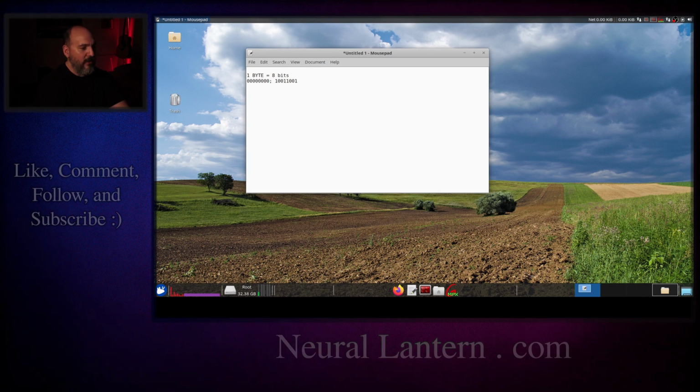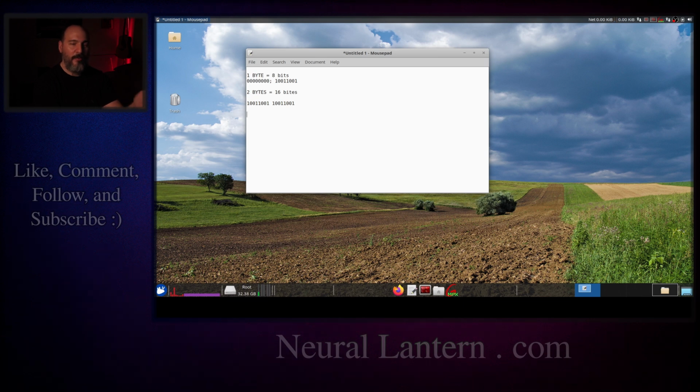Okay, so if we had 2 bytes together, that's just going to be 16 bits. No problem there. I'm just going to copy paste these bits. You don't have to do this, but personally I like to put a little space in between byte groupings just to help my human brain see, oh, I'm looking at 2 bytes right here when I'm referring to different data sizes.